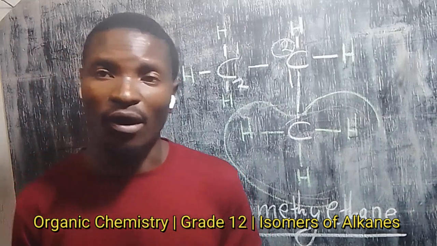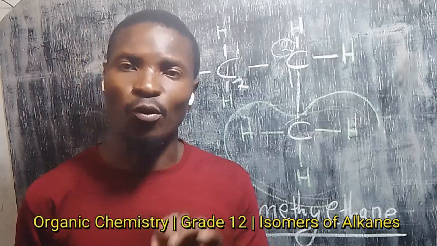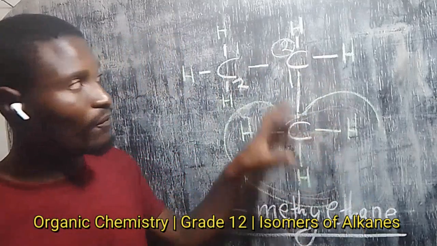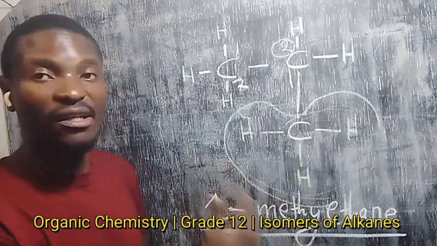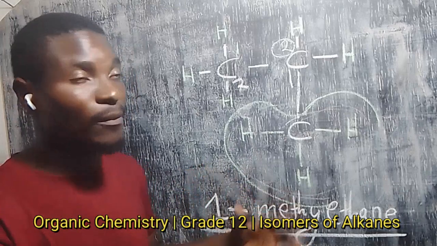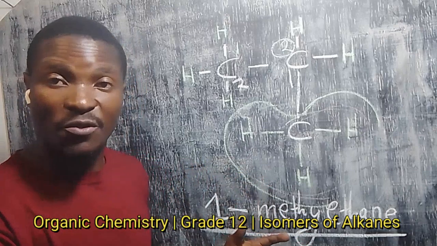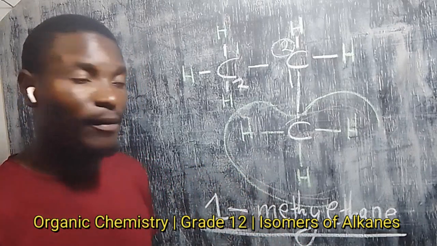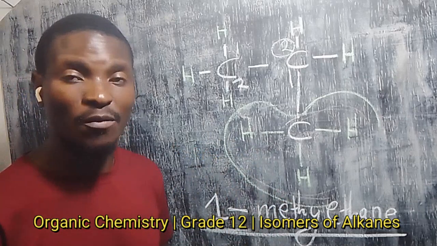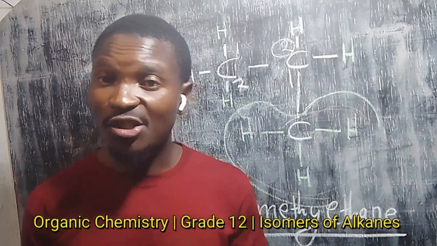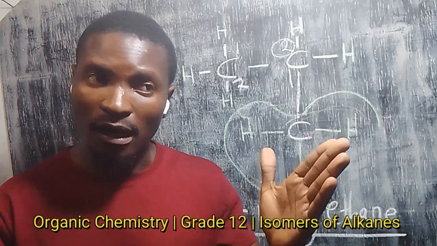Before I get to that part, you must ask yourself: apart from this structure or isomer, is there any other way in which we can rearrange the atoms and come up with a new structure? If there is no possibility of another structure, then this is the only structure possible in terms of isomers. So stay tuned. Let us look at one last example about isomers under the alkanes.